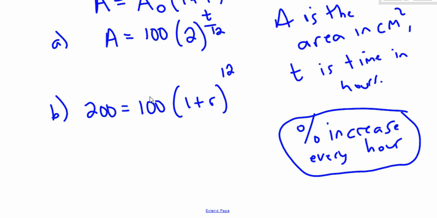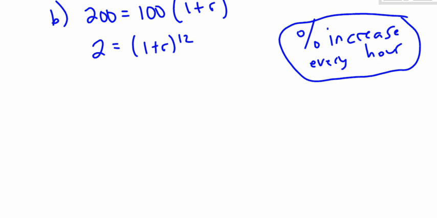I started at 100. It ended up at 200. I don't know what the rate is, but I know it sat there for 12 hours. So now I'm going to have to try to solve for r in this equation. So the first thing I need to do is divide both sides by 100. Okay, and now I need to get rid of exponent 12.